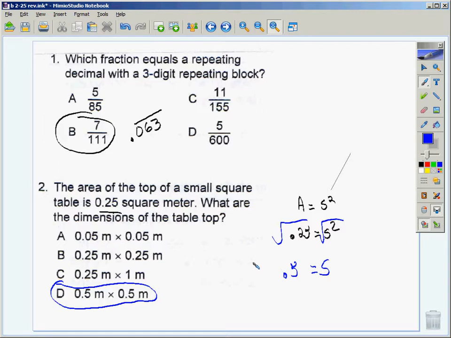Okay, take 0.05 times 0.05 on your calculator. Take 0.5 times 0.5 on your calculator. Because you count decimal places, correct? Any questions on 1 or 2?